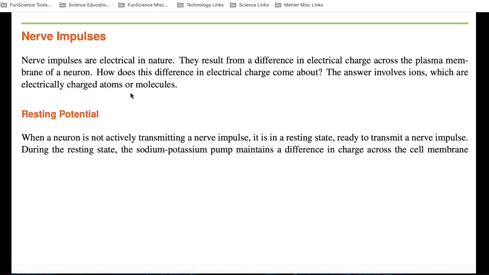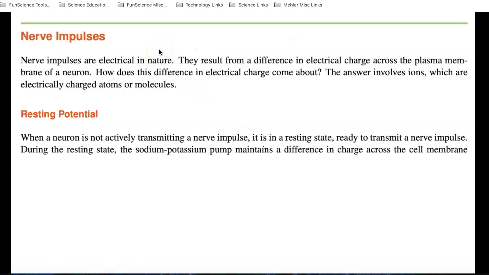When there is not an impulse coming down a nerve, and an impulse is a very fast, very quick thing, when there is no impulse coming down, that's referred to as the resting potential. So there's no impulse coming down.